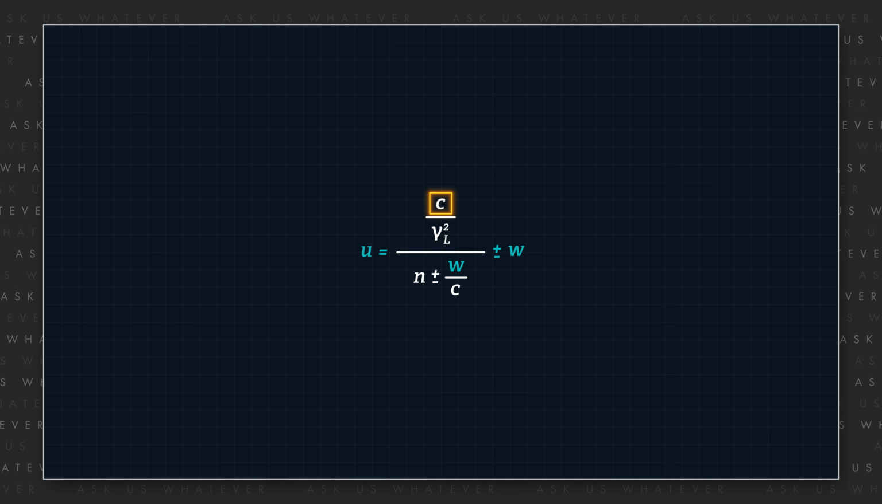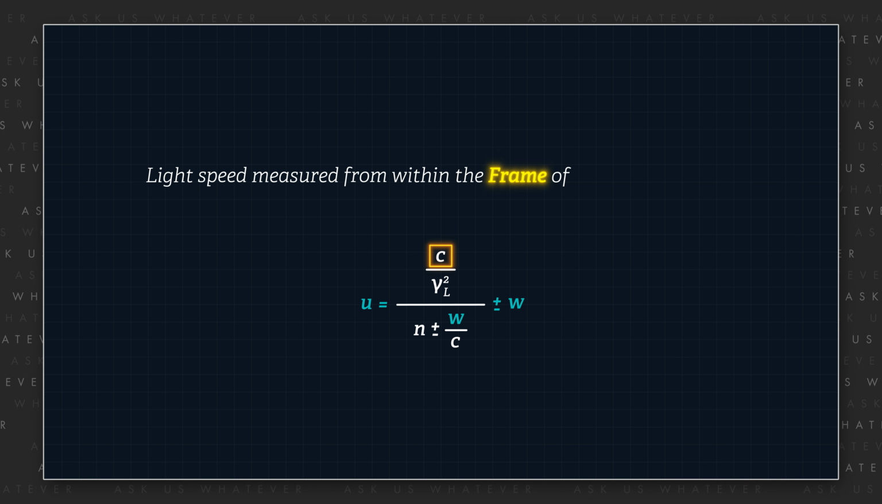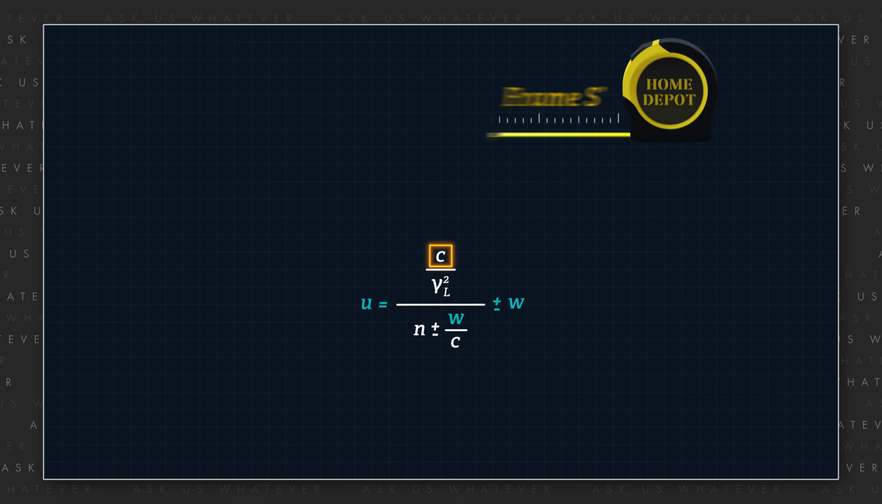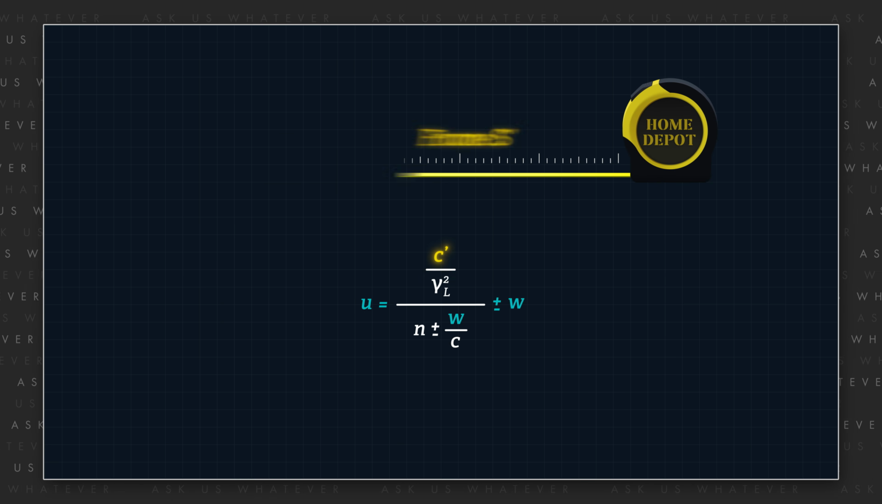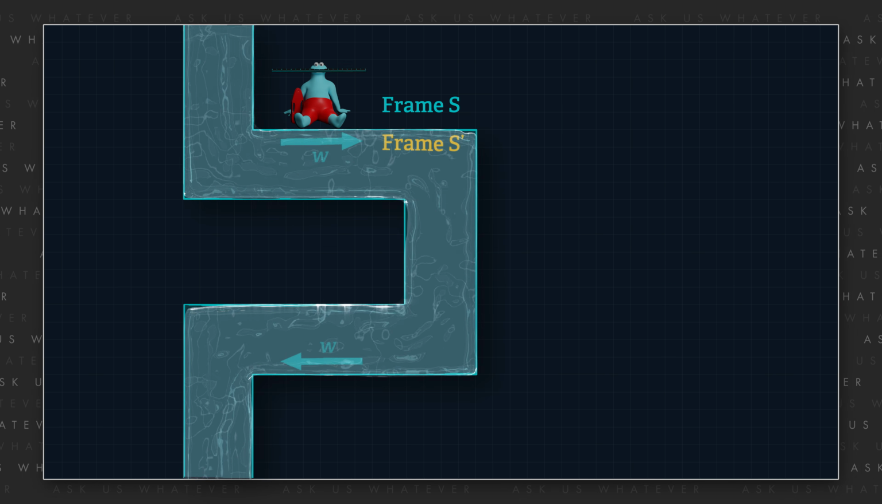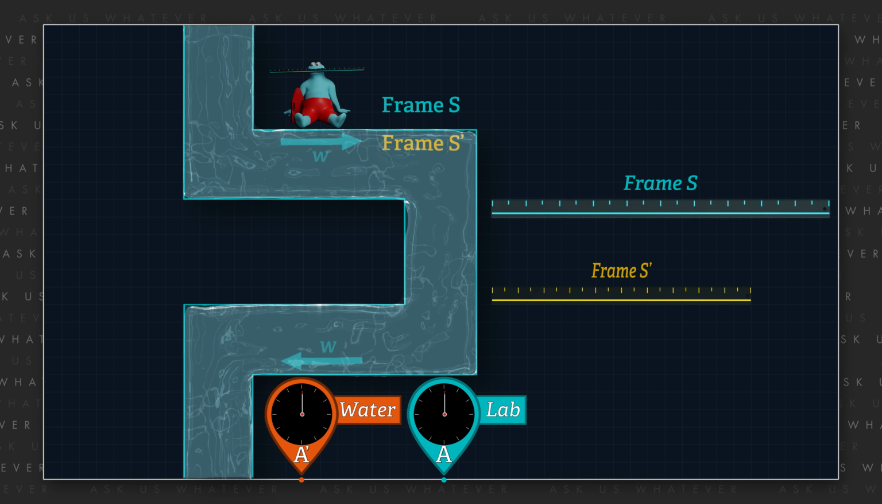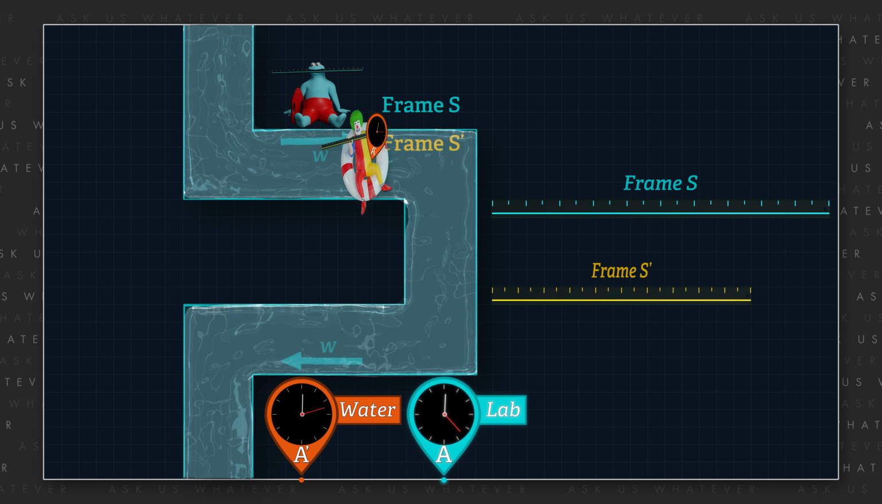The c in the numerator in von Laue's formula represents light speed as measured from within the frame of the moving water. In other words, measured using the tools of frame s prime. Such a speed will be denominated in frame s prime meters prime per second prime. So to compute the speed of light u in frame s, which is our goal, we must convert the frame s prime speed of light to its equivalent speed in stationary frame s. Special relativity claims that observers in frame s will be using longer meter sticks and faster clocks than observers in frame s prime.